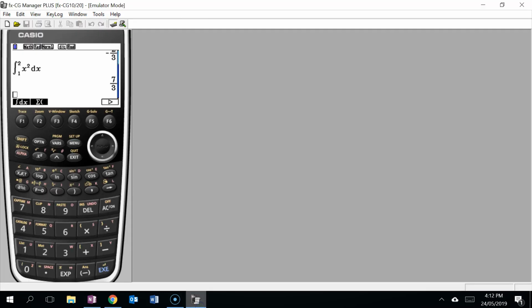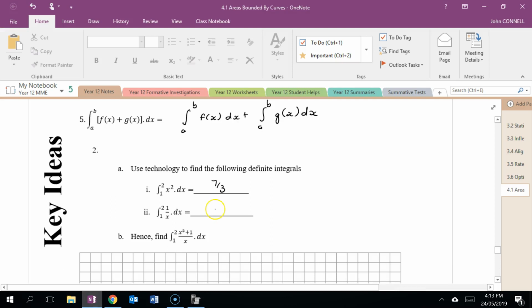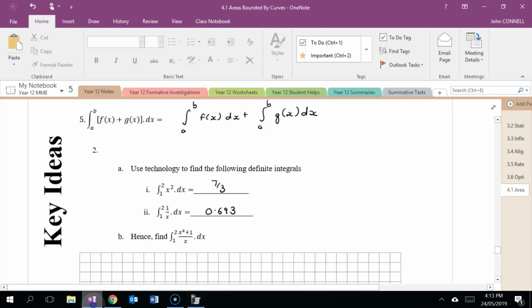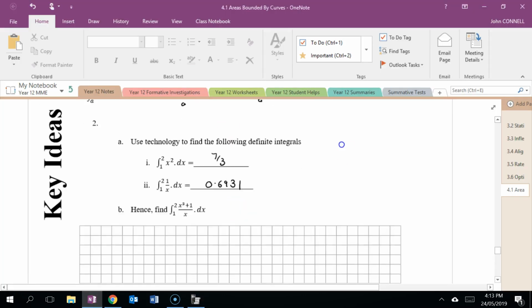Then if we do the same thing for the definite integral of 1 on x, in this case it's 0.693. There's no way we're going to be able to keep that exact, so we'll just go 0.693, and we'll go to one more decimal place just in case they want it exact, so 0.6931.